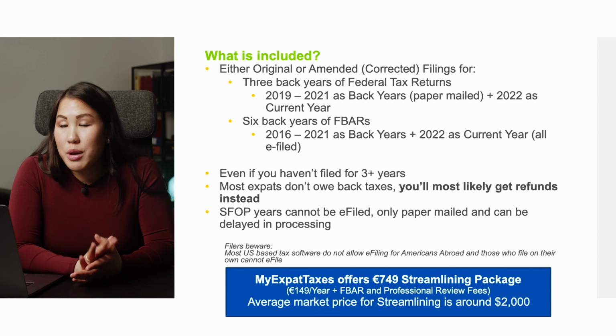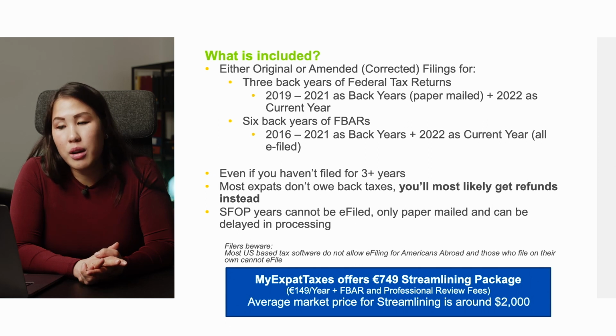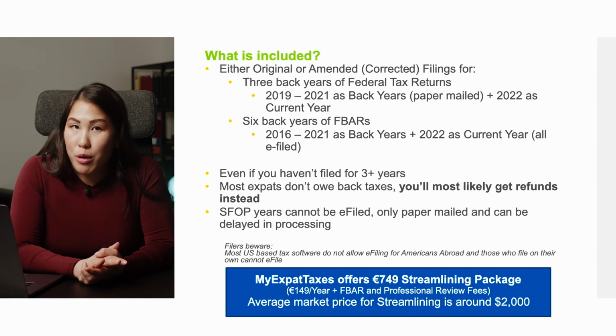So, like I said, 3 back years of taxes. If we start now in this calendar year, it would be 2019 to 2021 as your back years and 2022 as your current year. 6 back years of FBAR reports.